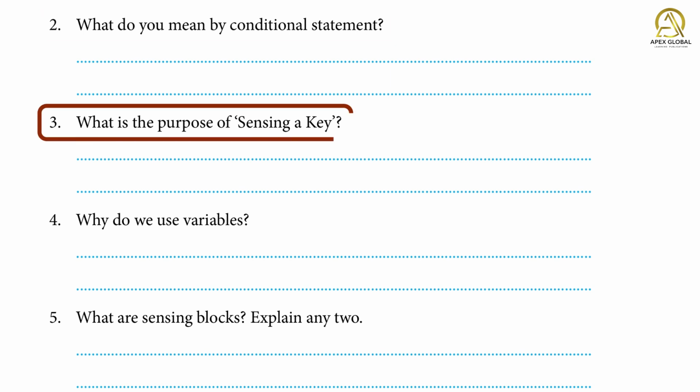3. What is the purpose of sensing blocks? Answer. Sensing blocks are used to recognize and quantify the interactions between items in a project or to track specific mouse and keyboard motion. It is color coded blue and is one of the 9 blocks.